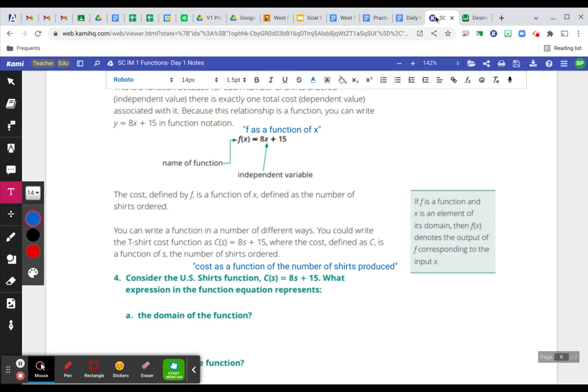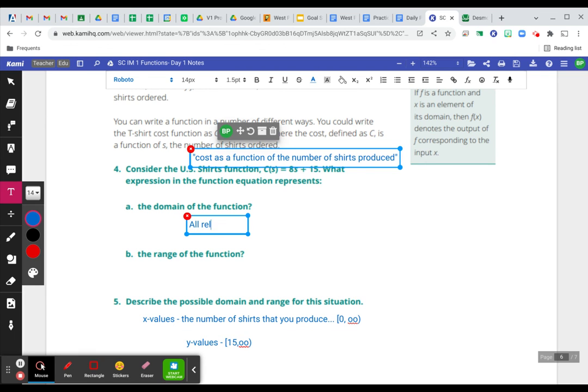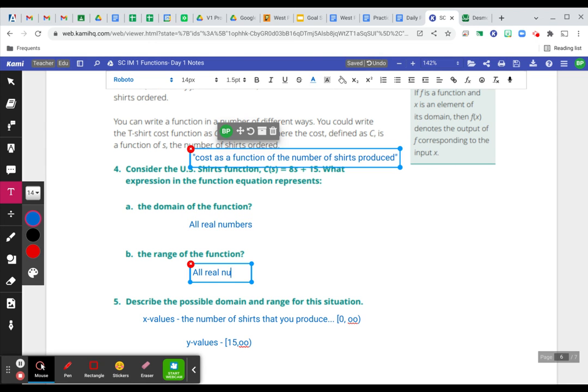So actually what we would say here is that the domain of the function is all real numbers. There is no number for x that our function does not touch. And for our range, all real numbers, because once again, there is no number on our y value that our function does not touch.